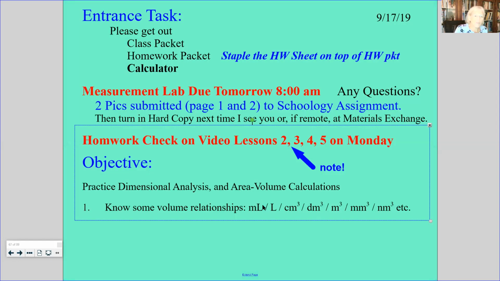Remember, tomorrow morning your picture on your measurement lab is due. Also, for the video check on Monday, I am including material from video lesson 2, which is really accuracy and percent error, in addition to all of the kinds of dimensional analysis.